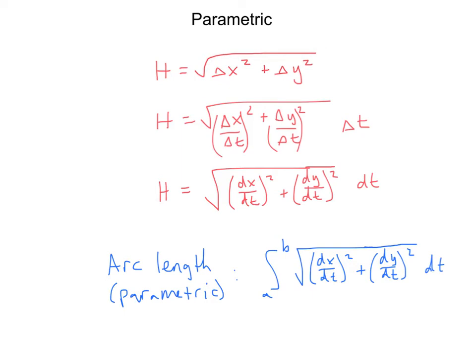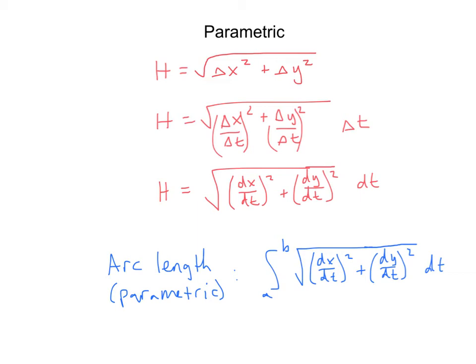So we're going to start from the same place that we had before. Delta x squared plus delta y squared. Take the square root, gives you the hypotenuse. This time, instead of trying to get to dx, we're trying to get to dt, so we need to factor out a delta t squared from each of those, which gives us this extra delta t over here.